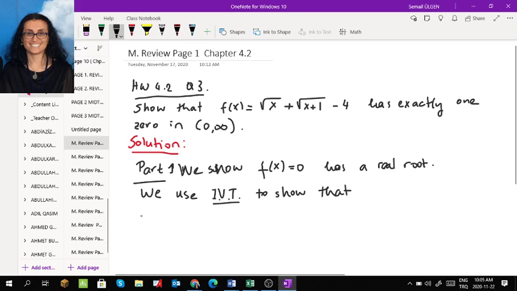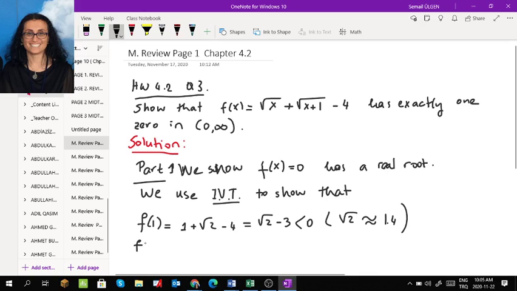Okay, yeah, let's use f of 1. f of 1 is going to give me 1 plus square root of 2 minus 4, which is square root of 2 minus 3. But remember, square root of 2 is approximately 1.4, so this is definitely less than 0. And let's use f of 8 maybe, or even f of 4. It's going to be bigger, definitely. Let's use f of 4.